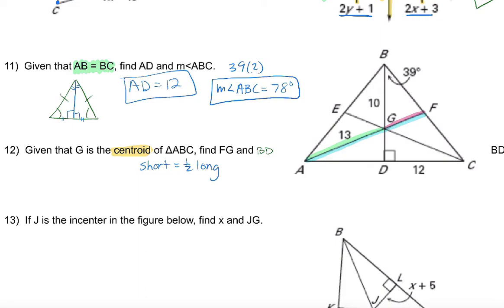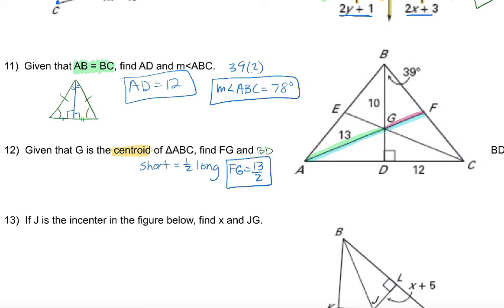And so if we already know the long part, which is 13, then we're able to take 13 and just divide it by 2. So FG or GF is 13 over 2, or you could write that as 6.5. We don't like decimals, so I'm just going to go with 13 over 2 because that doesn't reduce.